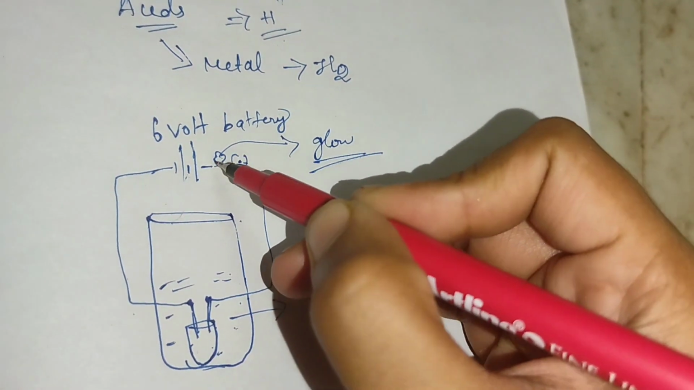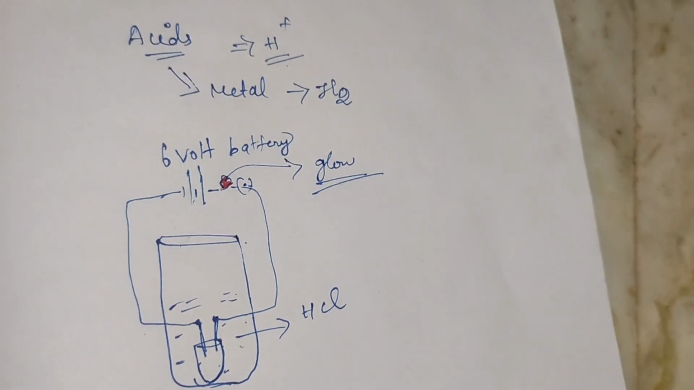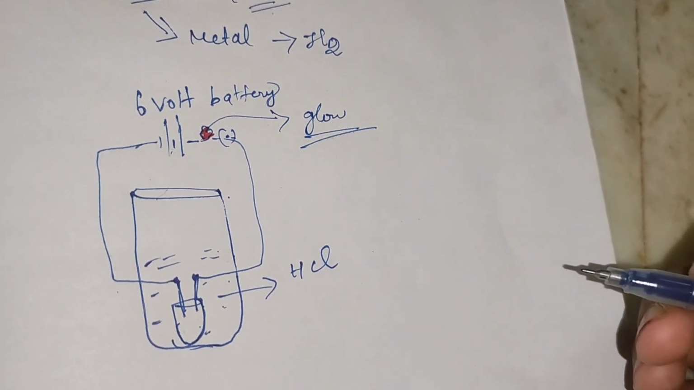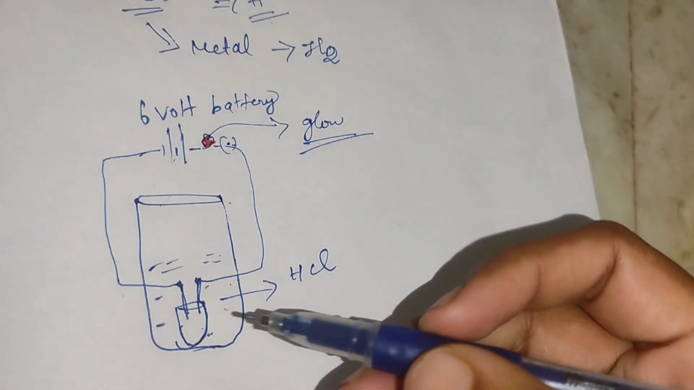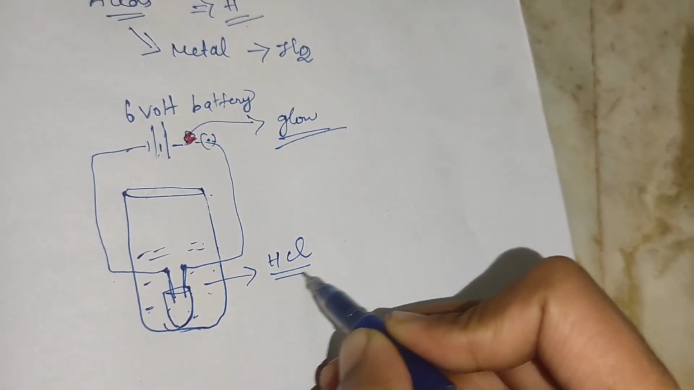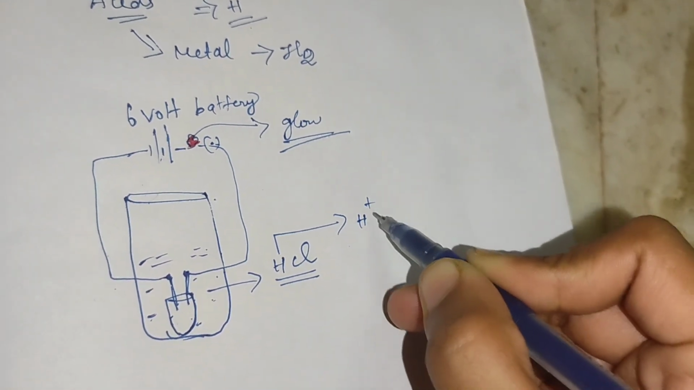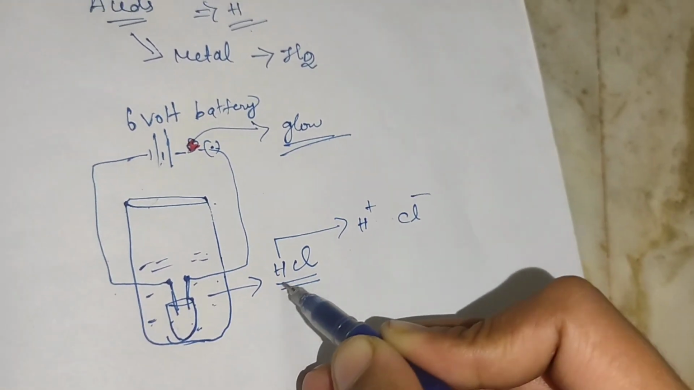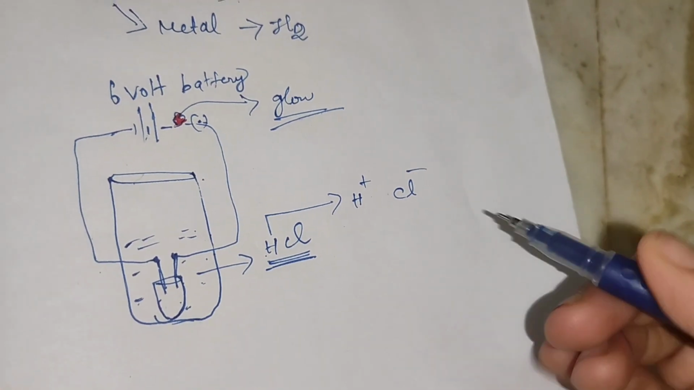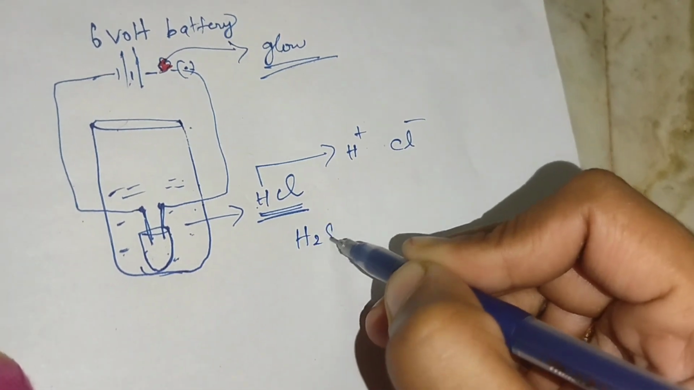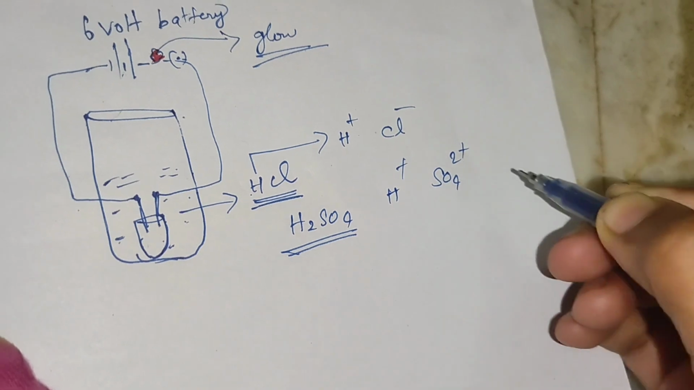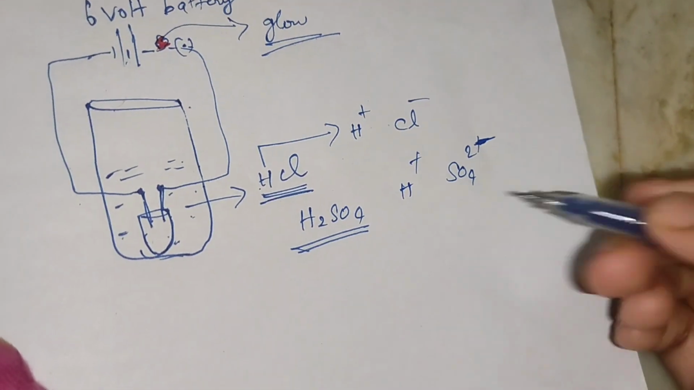The glowing of the bulb shows there is a flow of current. How is the current carried? The current is carried through the H plus ions which are present in the hydrochloric acid. This hydrochloric acid contains H plus ions, so it will dissociate into H plus and Cl minus. For example, another acid, sulfuric acid, gives H plus and SO4 2 minus. Just like that, it will separate.